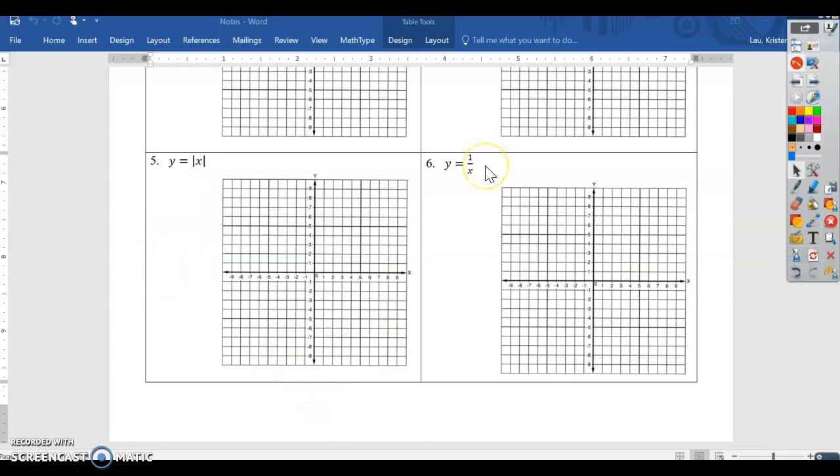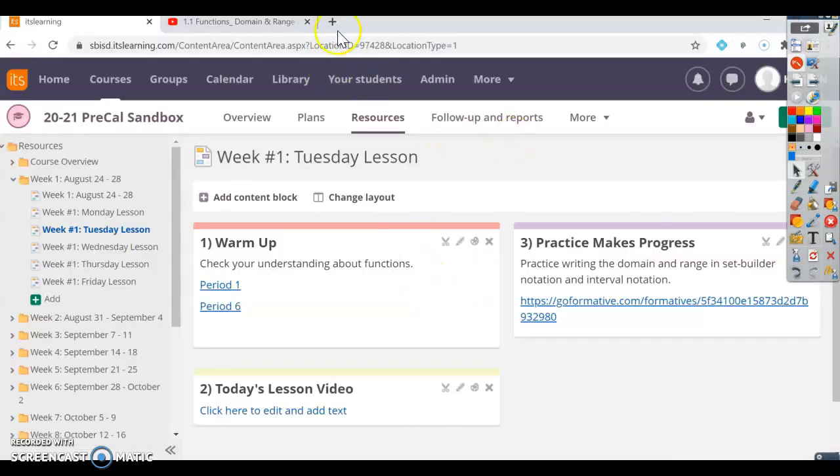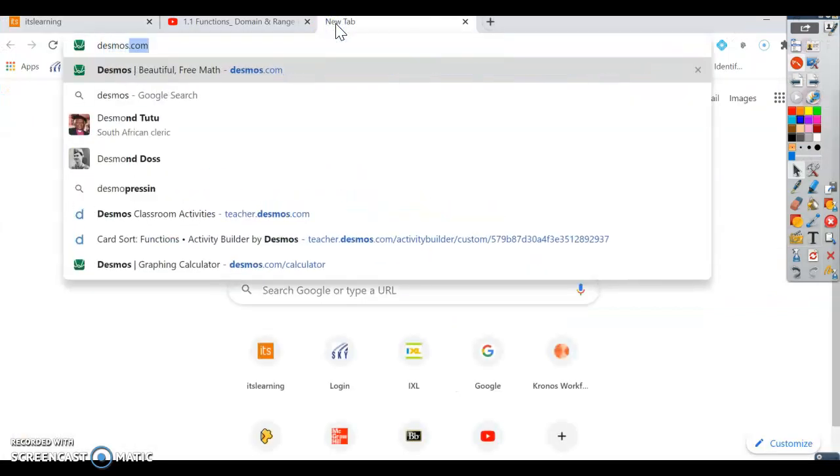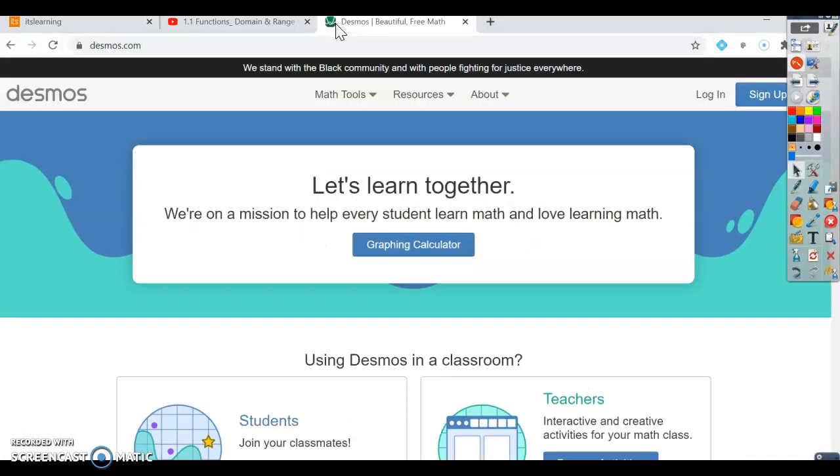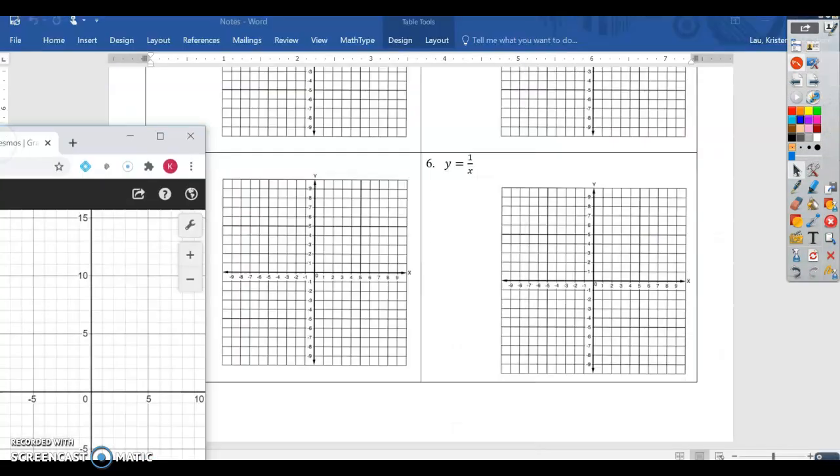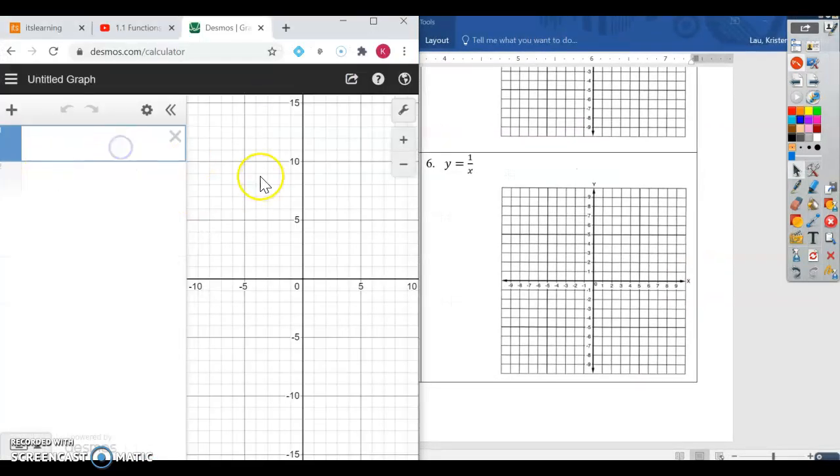So my last one, y equals 1 divided by x. I could plug in points just like I did for the last one, absolute value. But if that is just way too complicated and you're really confused, you can go to desmos.com and click graphing calculator. And then we're just going to type in y equals 1 divided by x. And there you go, it graphs it for me.